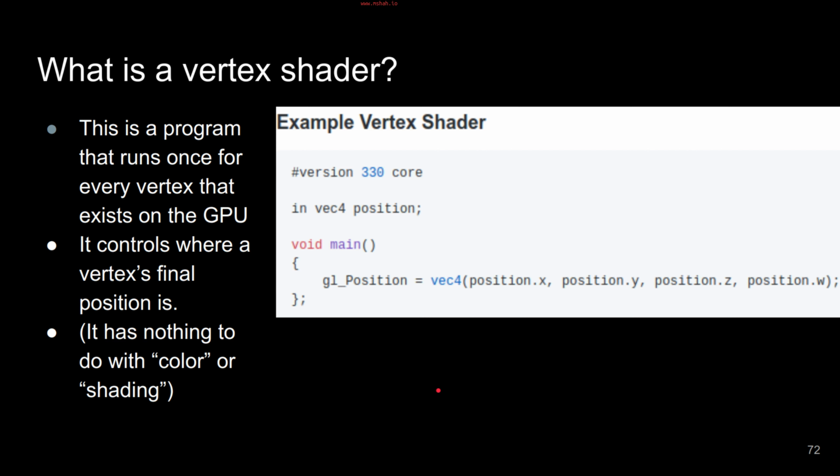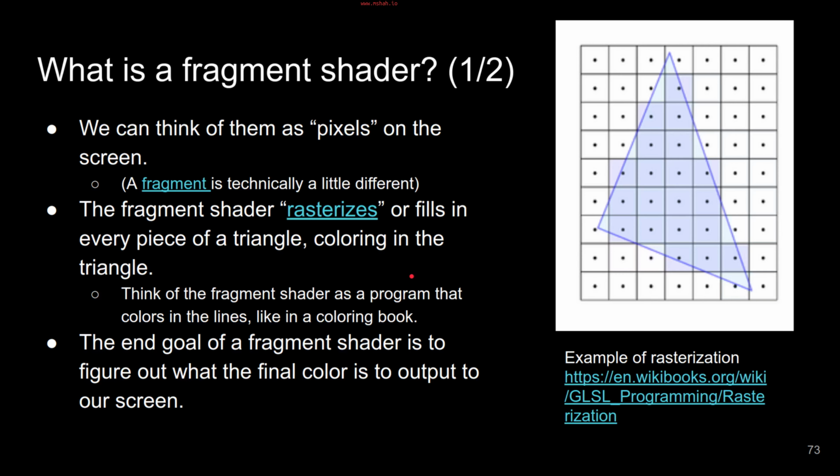Okay, so what is a vertex shader? This first part of our pipeline that we have to program. Well, this is a program that runs once for every vertex that exists on the GPU. And it controls where a vertex final position is. That's its goal. So it's going to have a version number, what it's taking in. Well, we're taking in a bunch of positions for our vertices. That's what our input is. And then, because that's the job of a vertex shader, take in a bunch of positions, your vertices, and then position them. Has nothing to do with shading or coloring or really, you can specify vertex colors if you want, but that's really all there is to it.